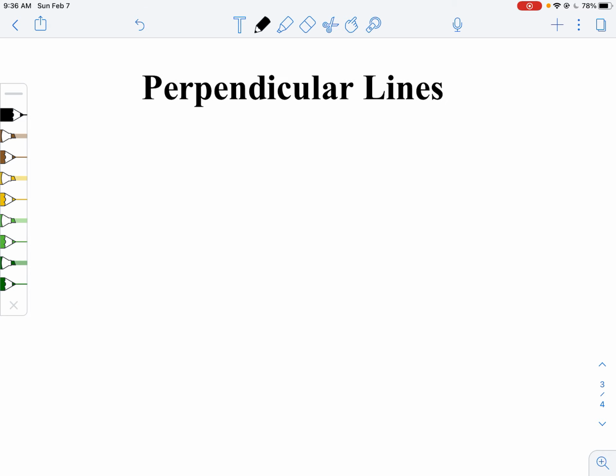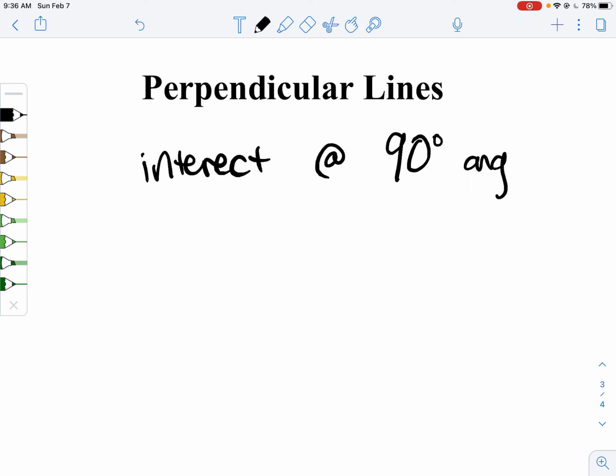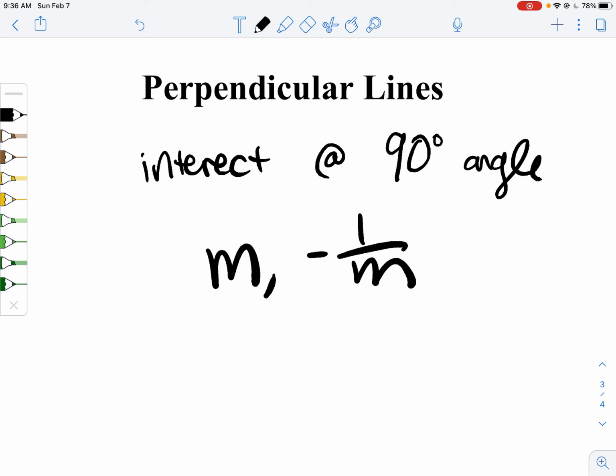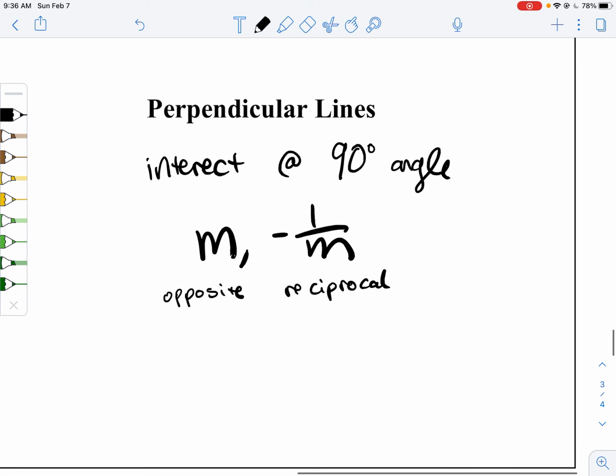Perpendicular lines, on the other hand, intersect, they do touch, at a 90-degree angle. That means that their slopes are m and -1 over m, also known as opposite reciprocals. And by the way, if you take the first slope and multiply it by the second slope, you get -1.